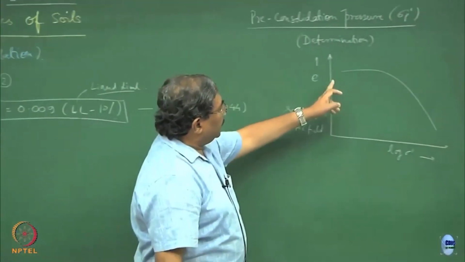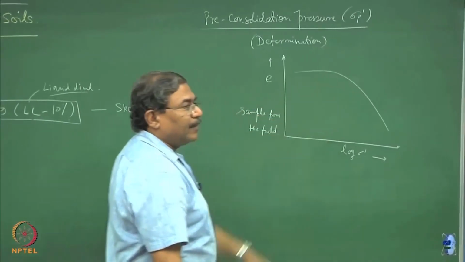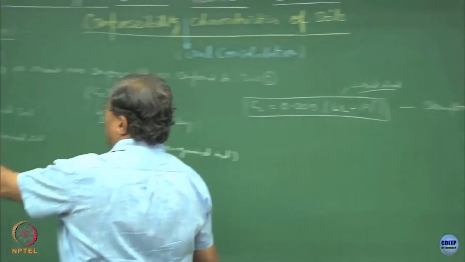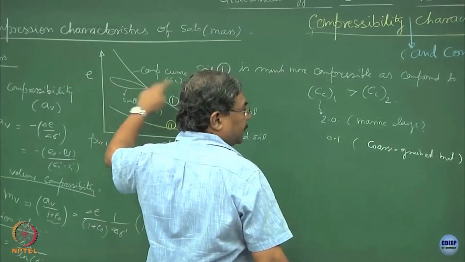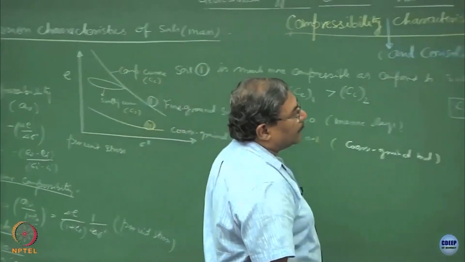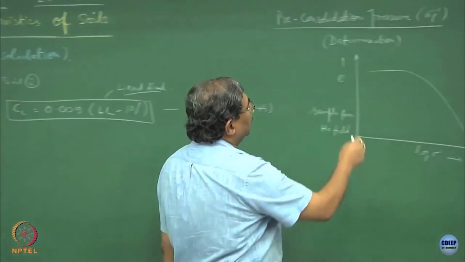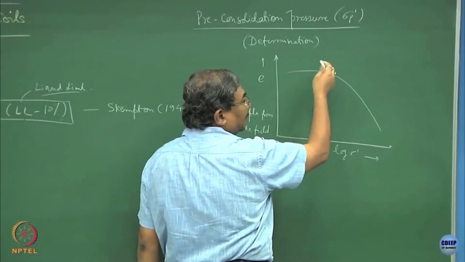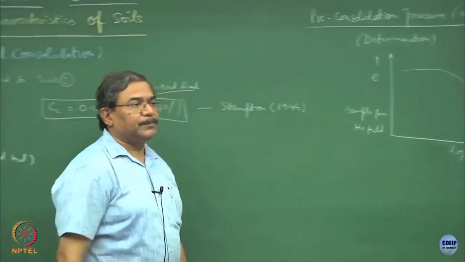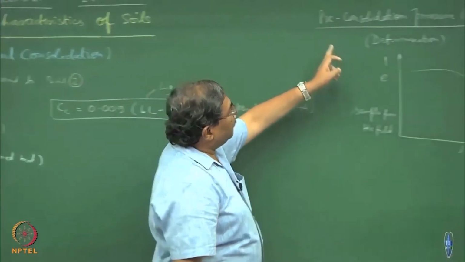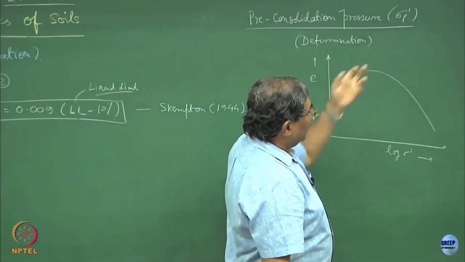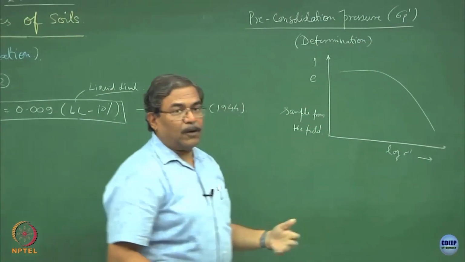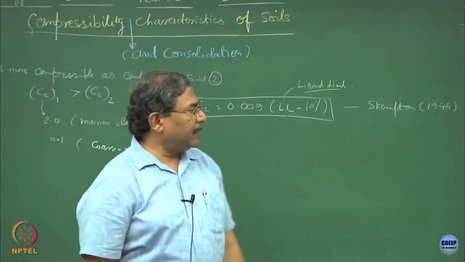This flat portion resembles your swelling curves or recompression curve sort of a thing. This is because of the preloading which the system has already been exposed to. So, this sigma p prime is the pre-consolidation pressure, and the question is how to obtain this. This method was given by Casagrande.